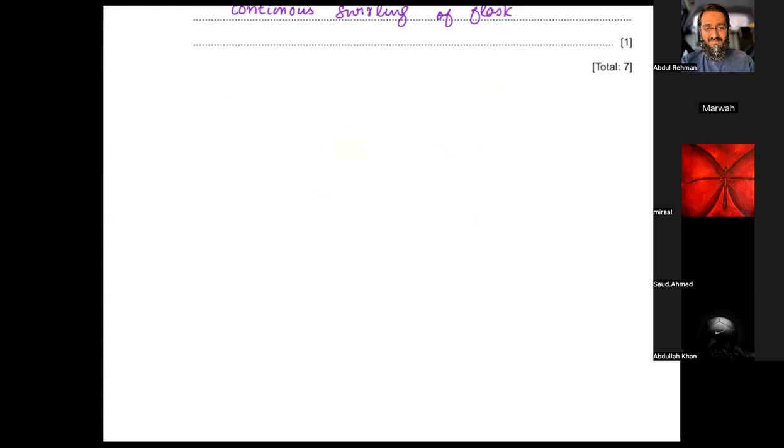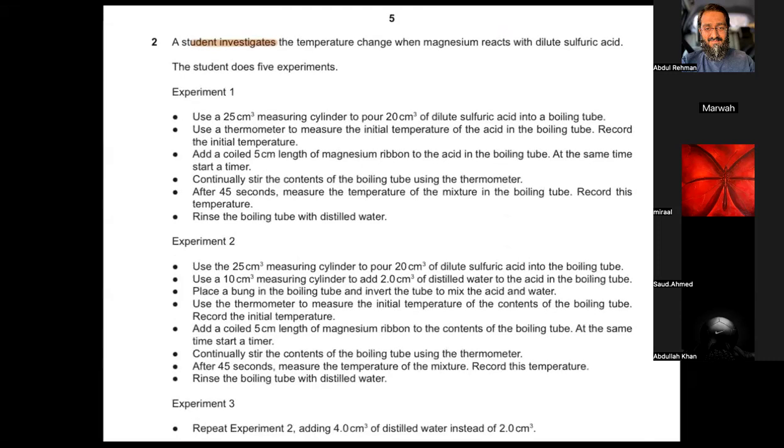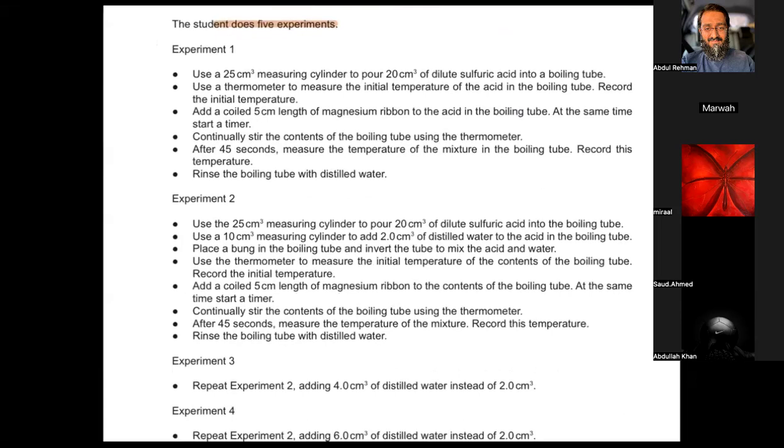Now, question number 2. A student investigates the temperature change when magnesium reacts with dilute sulfuric acid. The student does 5 experiments. Experiment 1. Okay, so you have to read this information very carefully. Use a 25 cm³ measuring cylinder to pour 20 cm³ of sulfuric acid into a boiling tube.